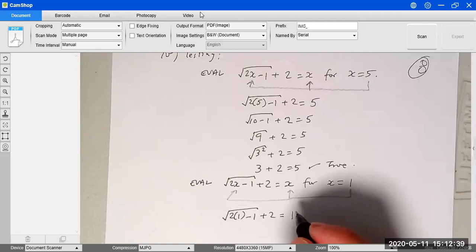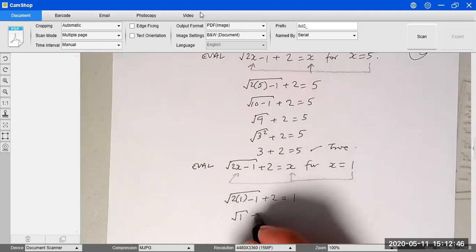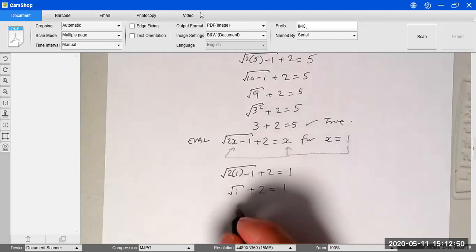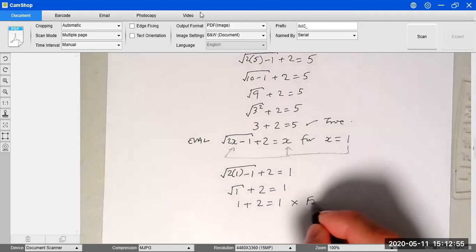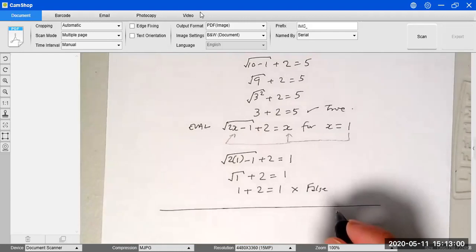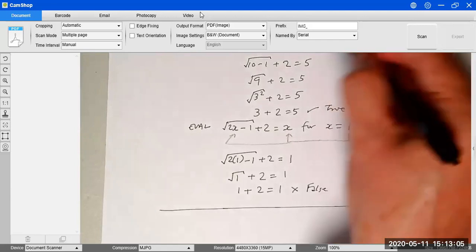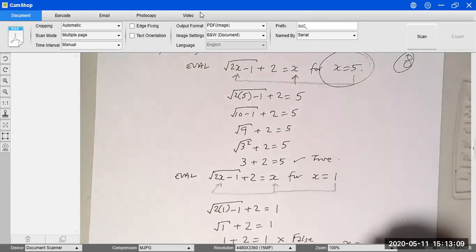So we're going to have now 2 times 1 is 2, minus 1 is the square root of 1 plus 2 equals 1. So the square root of 1 is just 1, plus 2 equals 1. This is not true. This is false. So that means that the only solution for this problem is going to be just x equals 5. The one that we found here, that's correct. The other one is not correct. So we're going to write x equals 5.